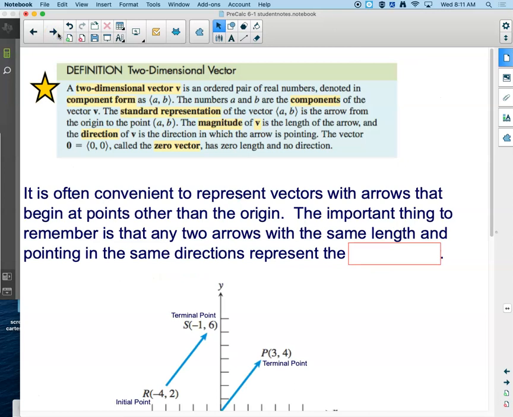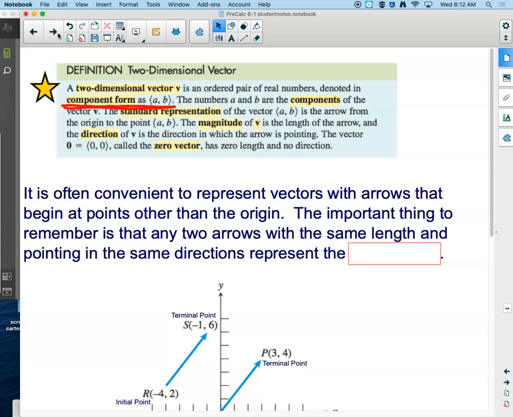Two-dimensional vectors. We're not going to go to the three-dimensional, four-dimensional vectors in here. A two-dimensional vector v is an ordered pair of real numbers, and this one is called component form. We're also going to see a different form, but component form is the most worked with form that we have. It's the easy way to represent it, vector ⟨a, b⟩. The numbers a and b are the components of the vector. So you have the horizontal component and the vertical component.